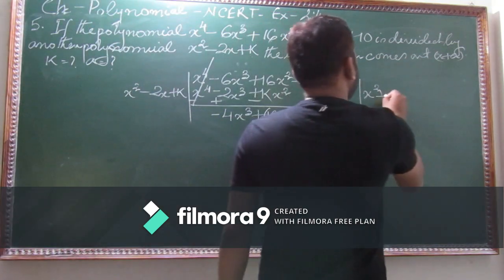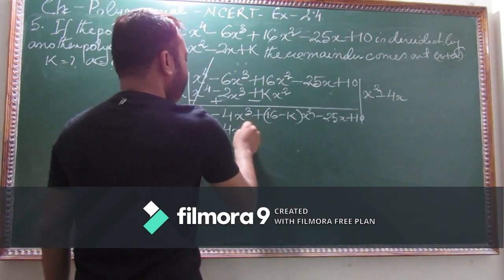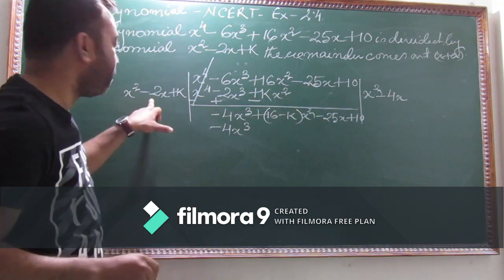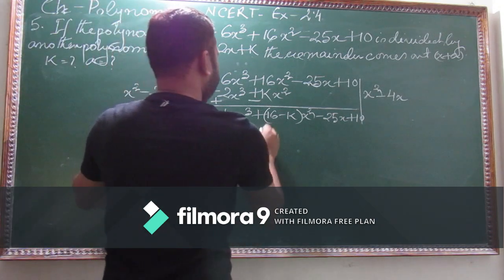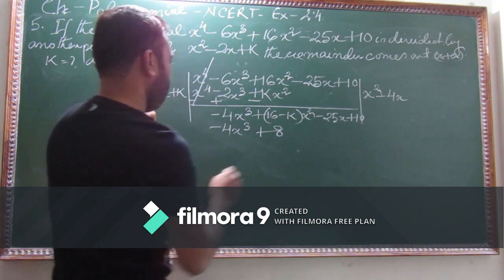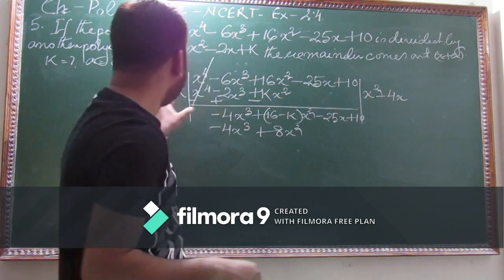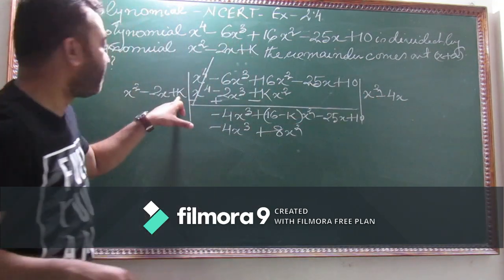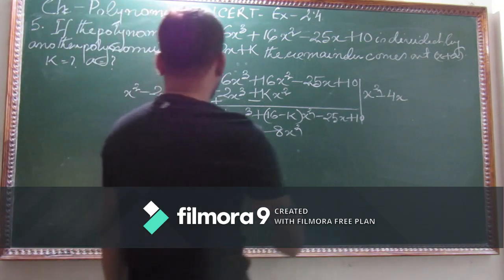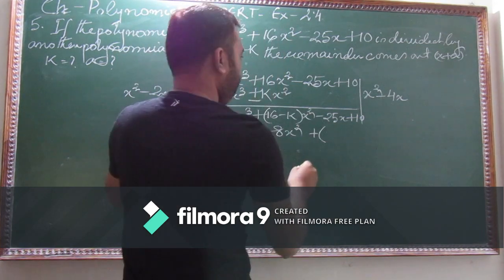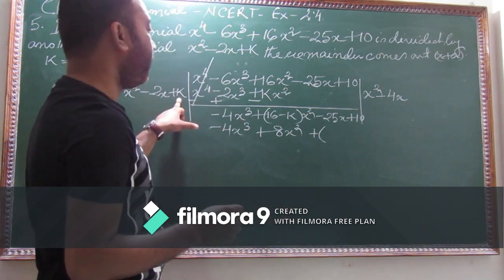So let me multiply this by minus 4x. So what is this? Minus 4x cube. Now minus 4x into this. Minus into minus is plus. This is plus 8x square. Minus into minus is plus, 4 into 2, 8x square. And this is k. So if I multiply this by k, what will I get? I will get plus k into x square, kx square.